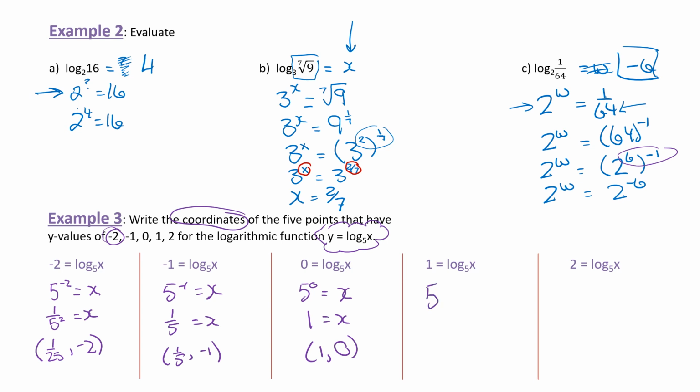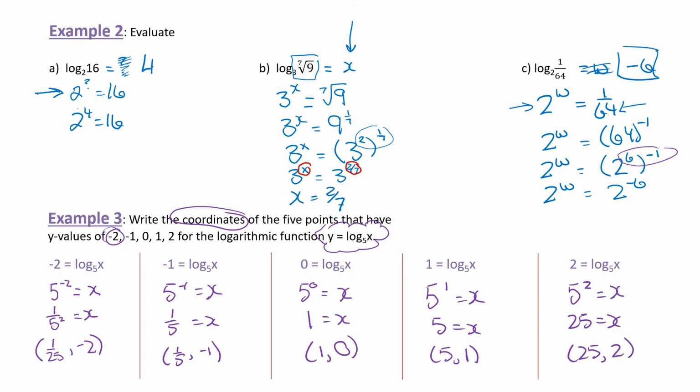Next one, 5 to the power of 1 this time. 5 to the power of 1 is x, so that's just a 5. This coordinate is (5, 1). And then our last one, the base is a 5, the exponent is a 2. That will give me x. 25 is x. So my coordinate is (25, 2).